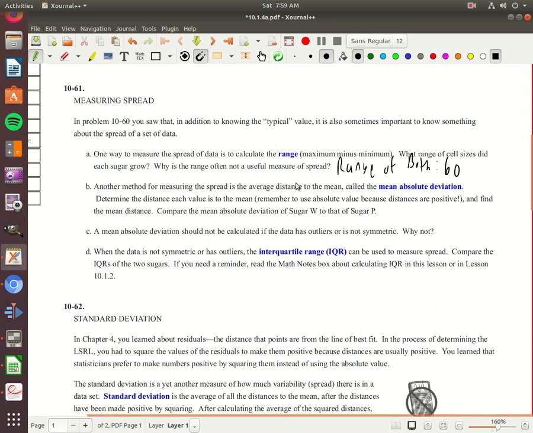So another method for measuring the spread is the average distance to the mean, called the mean absolute deviation. So determine the distance each value is to the mean. Remember, we're going to use the absolute value, and I'll show you how we're going to do that, and this is one of the reasons why I wanted to use Excel. So we're going to basically say how far is everything to the middle, and then we'll get the average of that, and then find the mean distance. So compare the mean absolute deviation in sugar W to that of sugar P. So again, we're going to determine the distance to the mean, and we'll get that as an absolute value, then we'll get the average of that.